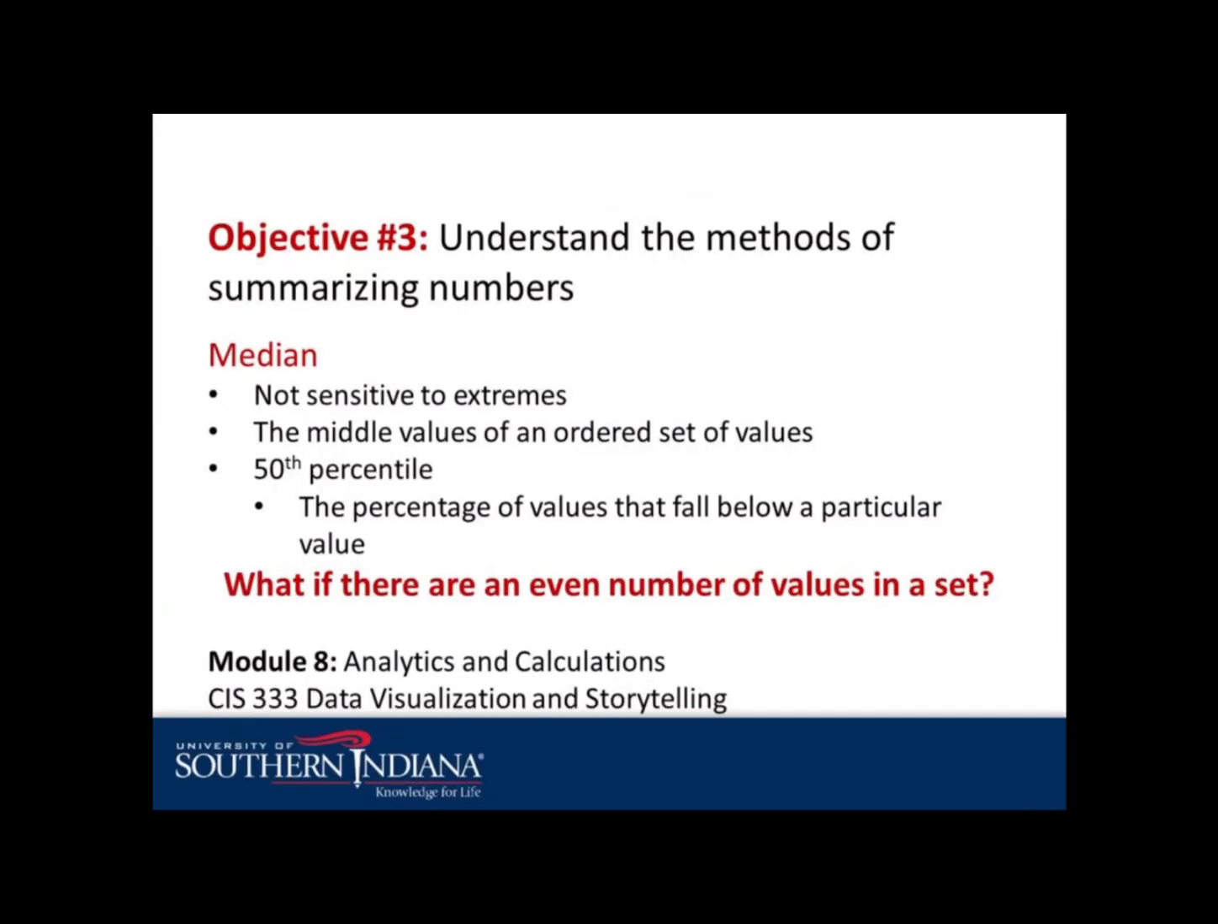Okay, the second measure of central tendency is median. It's not used as frequently as mean, but it's not as sensitive to extremes. The median is basically the middle value of an ordered set of values. So you first have to order your set, and then you pick the middle value. If you have an even number of values, obviously you won't have one middle value. To figure out the median, you have to take the average of the two middle values when you have an even number of values in your set.